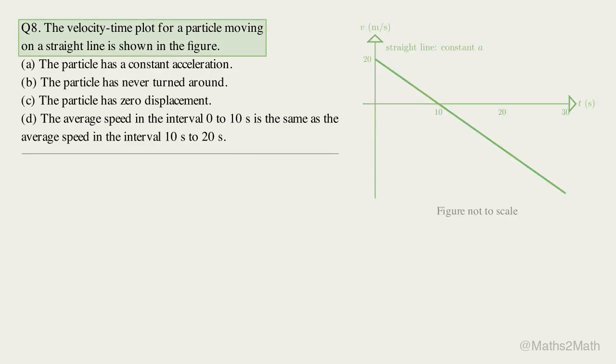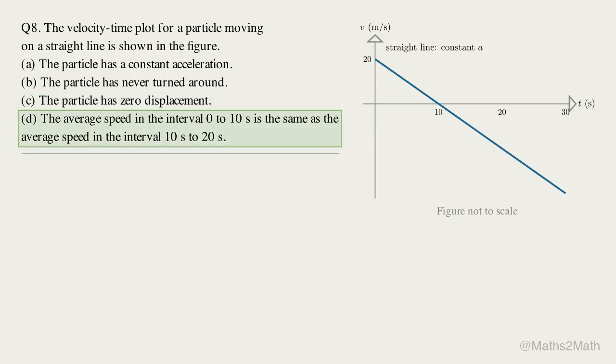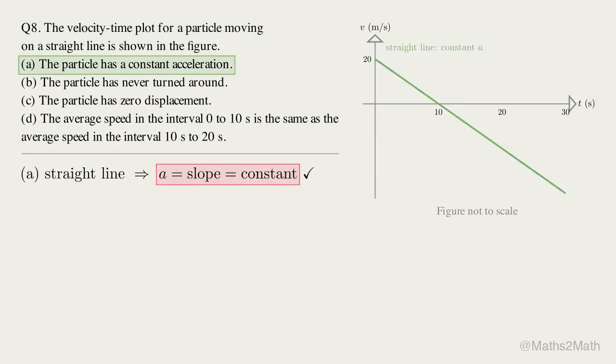Question 8. The velocity time plot for a particle on a straight line is shown. A straight line starting at 20, crossing 0 at 10 seconds. Option A. The particle has a constant acceleration. Option B. The particle has never turned around. Option C. The particle has 0 displacement. Or option D. The average speed in 0 to 10 seconds equals the average speed in 10 to 20 seconds. What does this mean? On a v-t graph, the slope is the acceleration and the area is the displacement. Read them off. The plot is one straight line, so its slope, the acceleration, is one constant value.